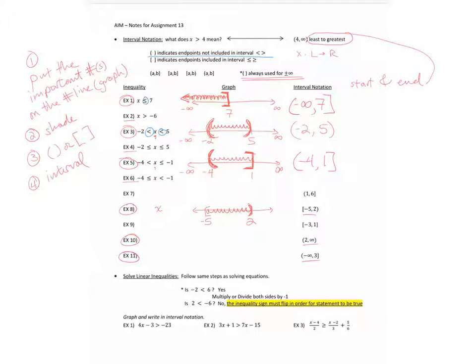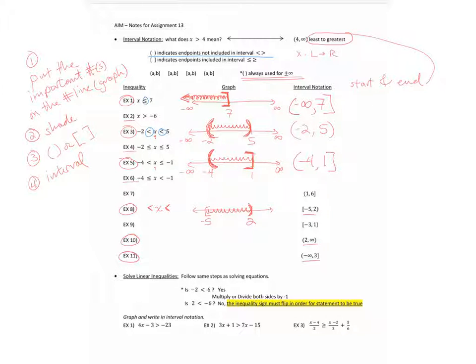And since we are shading between these two numbers, we will surround the variable with these inequality signs. And yes, they will be pointing the same direction. We have a less than, less than.